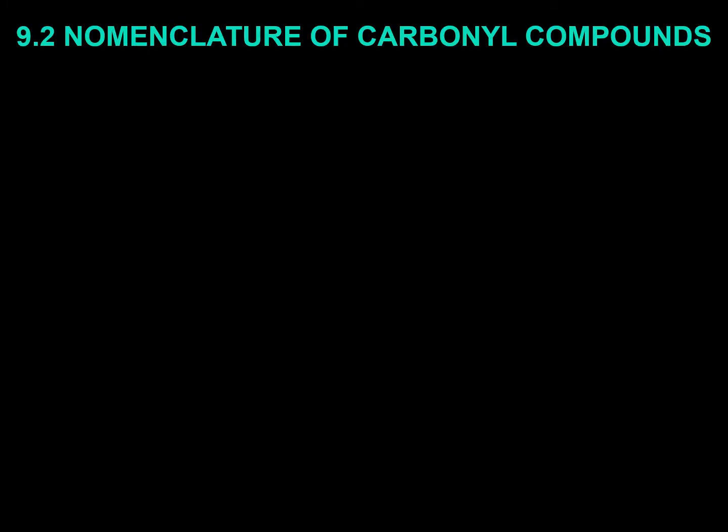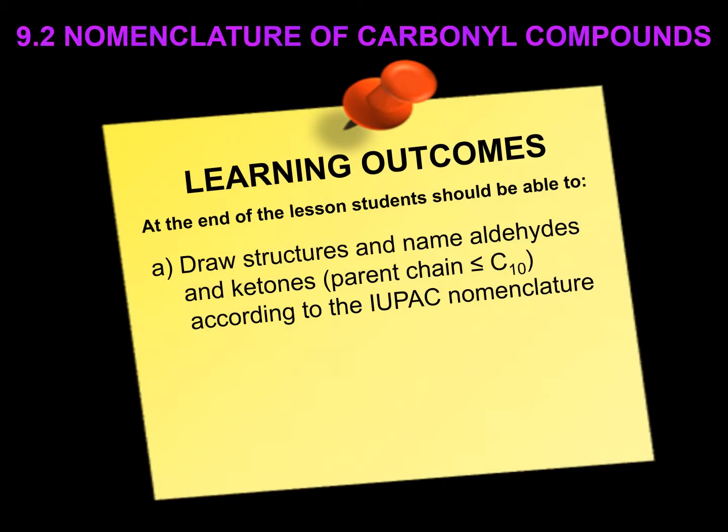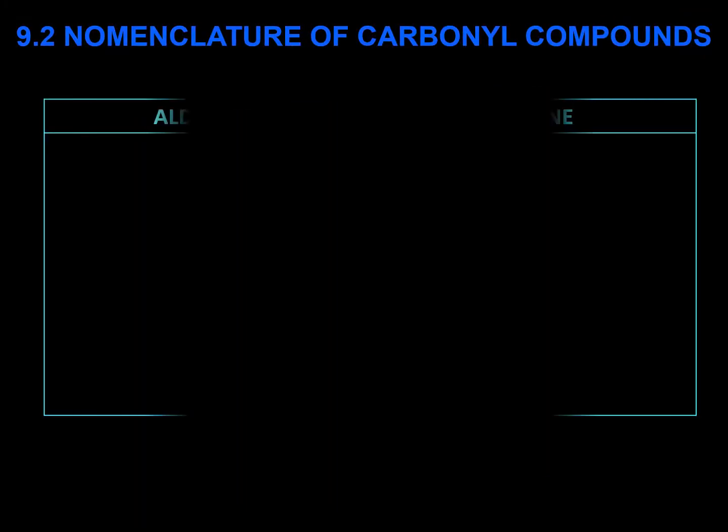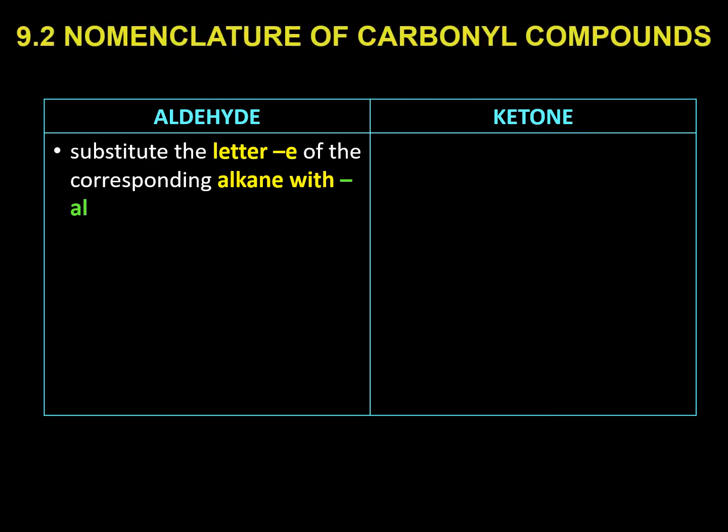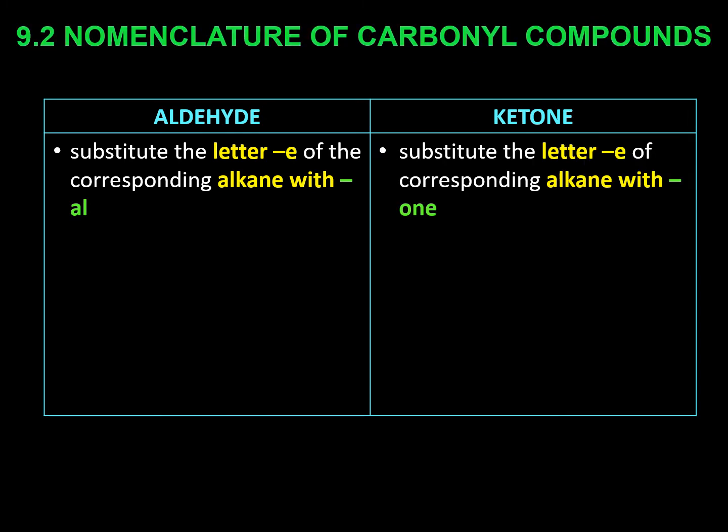Nomenclature of Carbonyl Compounds. At the end of the lesson, students should be able to draw structures and name aldehydes and ketones according to the IUPAC nomenclature. Naming aldehyde and ketone. For aldehyde, substitute the letter E of the corresponding alkane with Al. For ketone, substitute the letter E of the corresponding alkane with O-N-E.